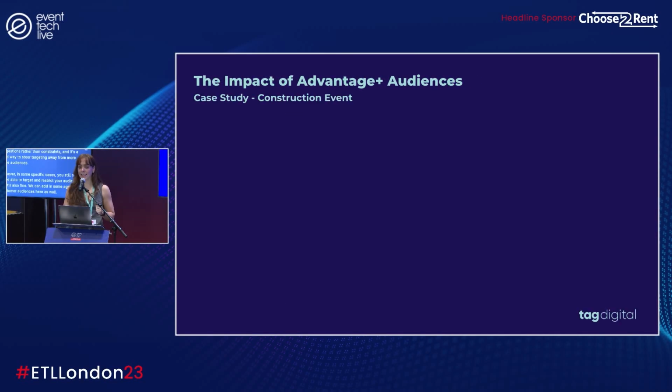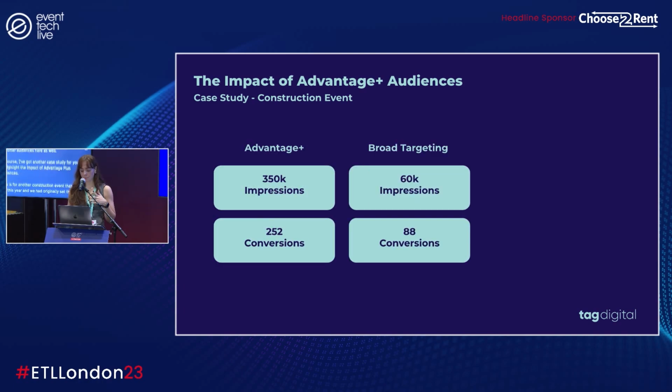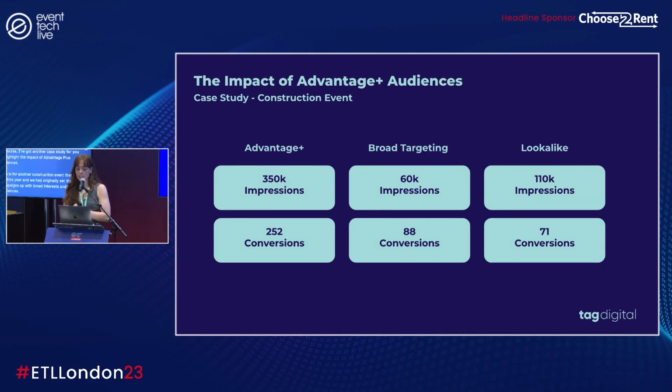Of course, I've got another case study for you to highlight the impact of Advantage Plus audiences. This is for another construction event that we ran this year, and we had originally set the campaigns up with broad interests and lookalike audiences. So broad targeting utilises your traditional interests and job title targeting available already on Meta, and then your lookalike audiences takes your remarketing data and finds users whose demographic and interests are similar to those in your original data pool.